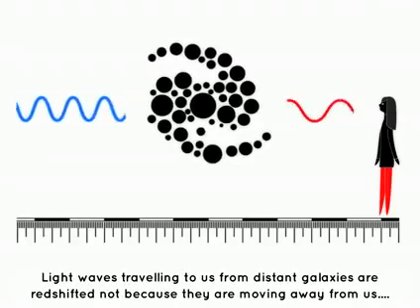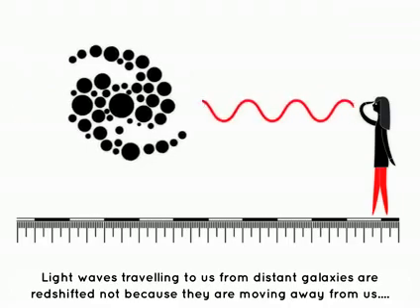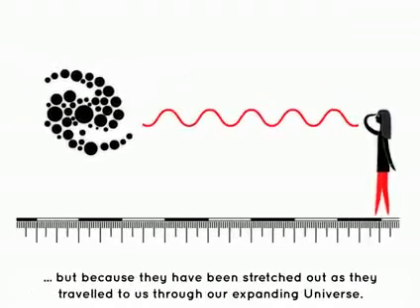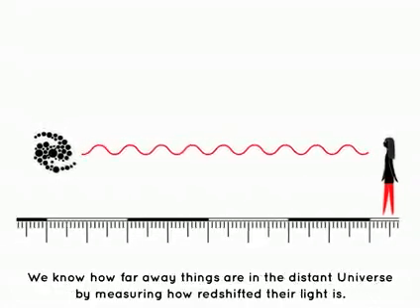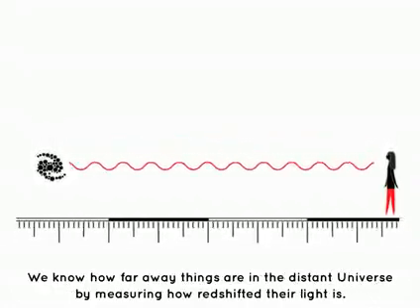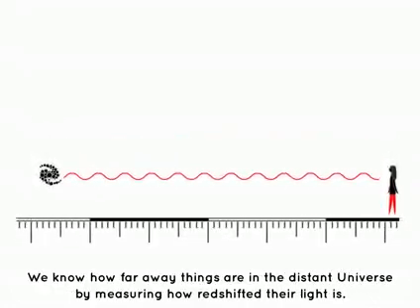Light waves traveling to us from distant galaxies are redshifted, not because they're moving away from us, but because they've been stretched out as they traveled to us through our expanding universe. We know how far away things are in the distant universe by measuring how redshifted their light is.